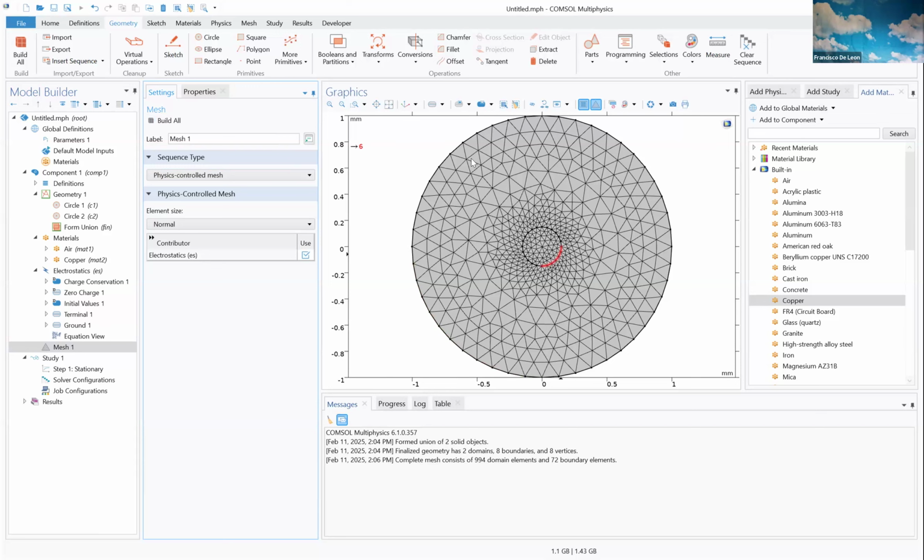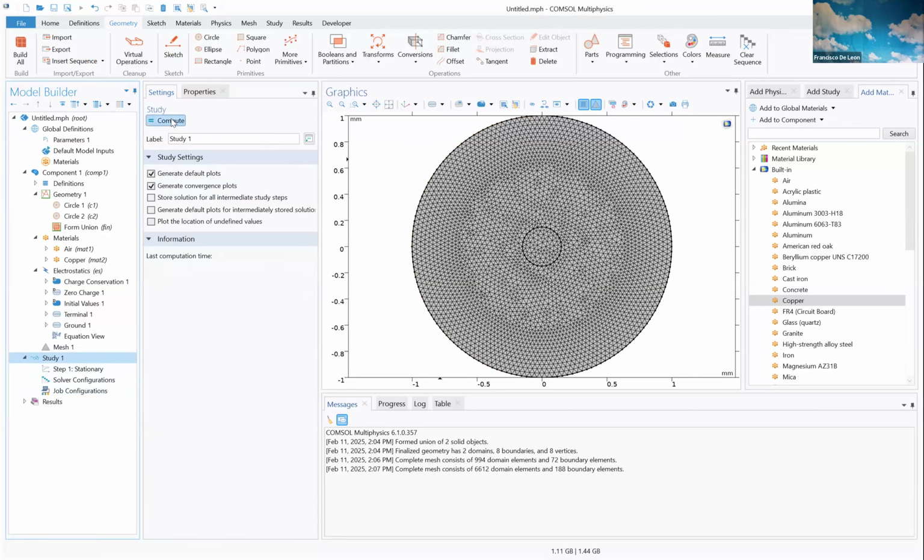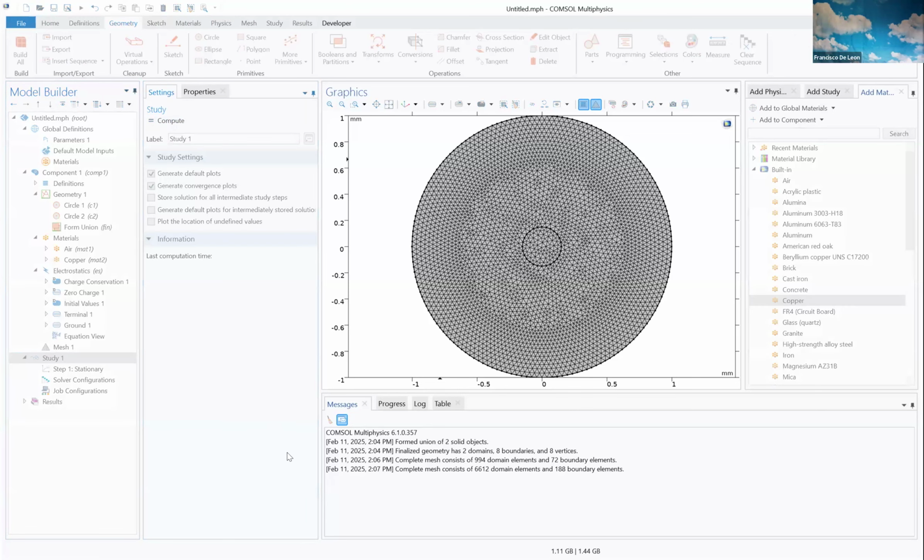The software will automatically create this and divide this whole space into small sections, and the software will apply the partial differential equations and solve this. For accuracy, you need to decrease the element size, and let's suppose if we go with extra fine, then you can see that the meshing increases, right? As we go with a finer mesh, the accuracy will be more, right? So just build and then go to the study. After that, we just have to click compute, and it will take a few seconds.